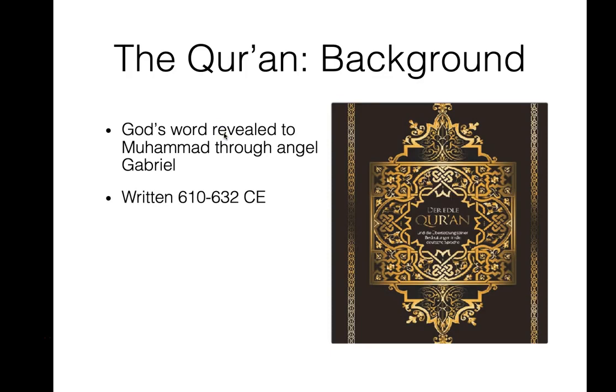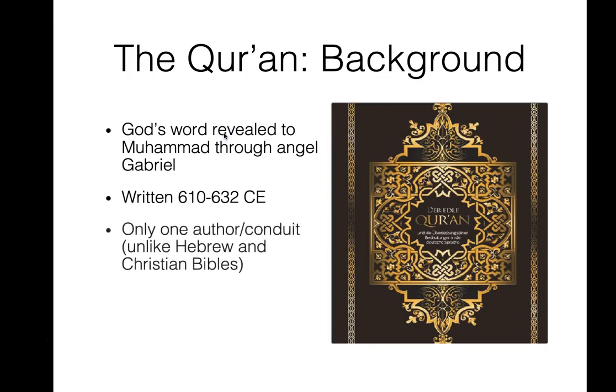The big difference between the Quran and the New Testament involves both dating and authorship. The Quran was revealed over a much shorter period, just over 20 years between 610 and 632 CE, and was revealed to just one human author, quote unquote, or conduit, Muhammad. Muslim scholars, both Sunni and Shia, generally agree that the Quran was written down after Muhammad's death.